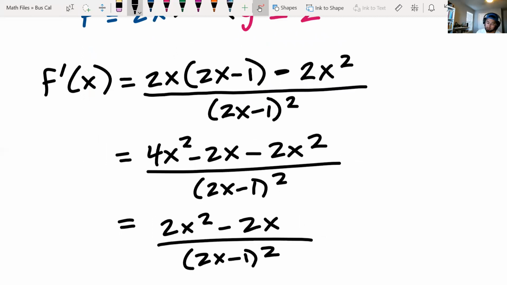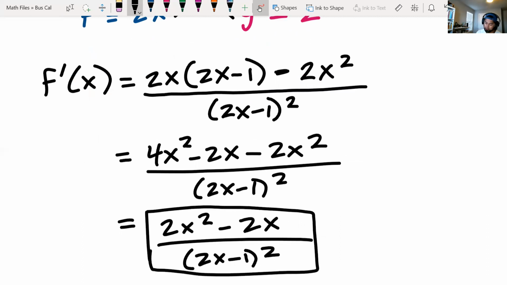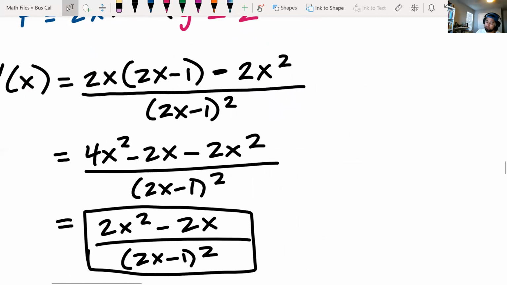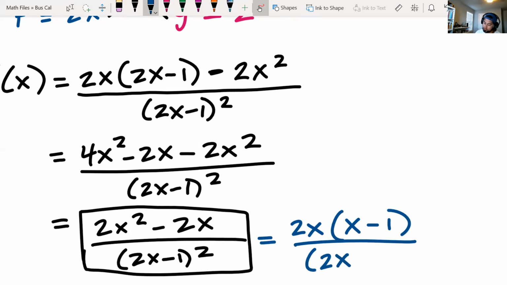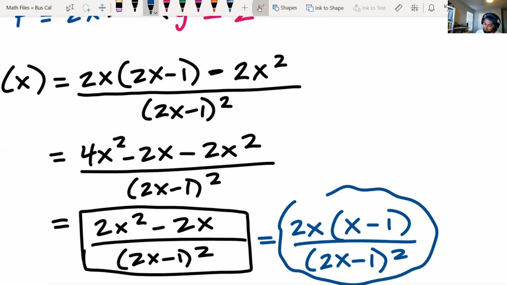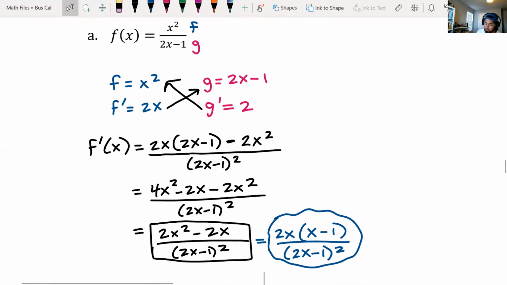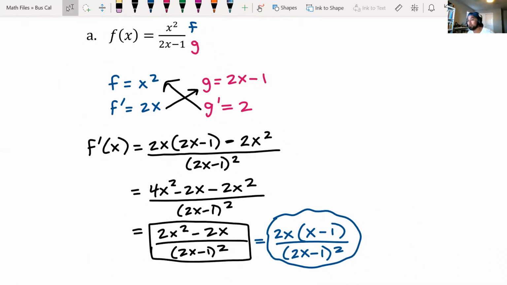Now again, this is a great answer, but you can definitely factor it if you need to. You can take a 2x out and be left with x minus 1 over 2x minus 1 squared. And that's quotient rule. Any questions on that one?